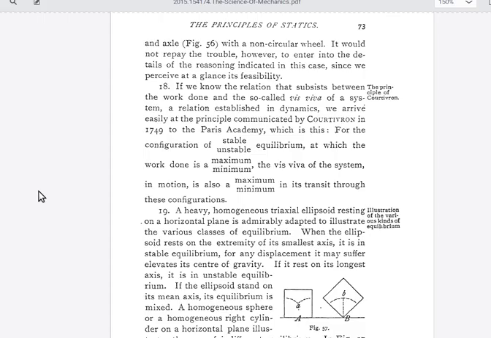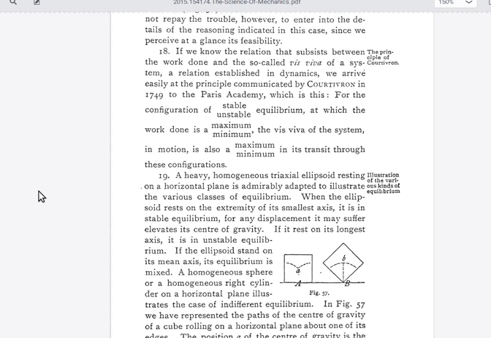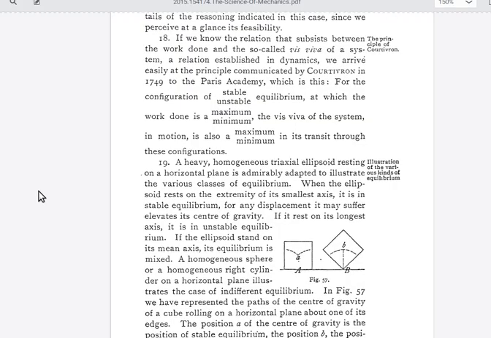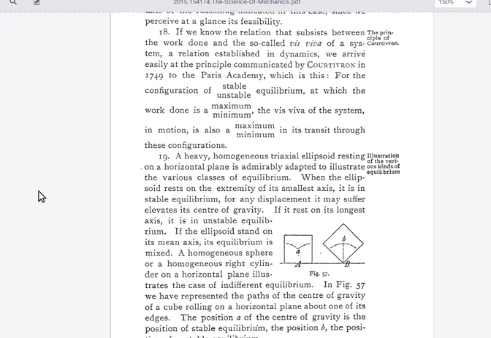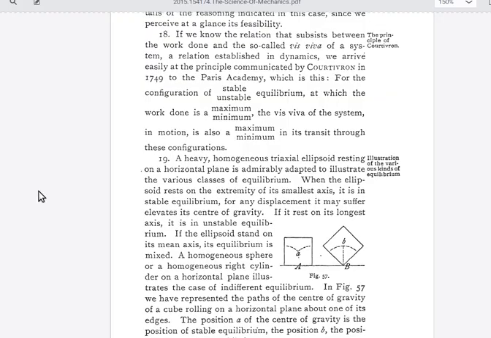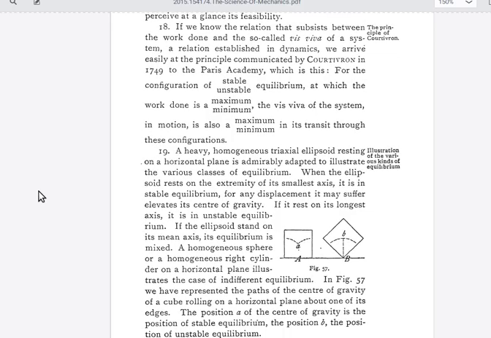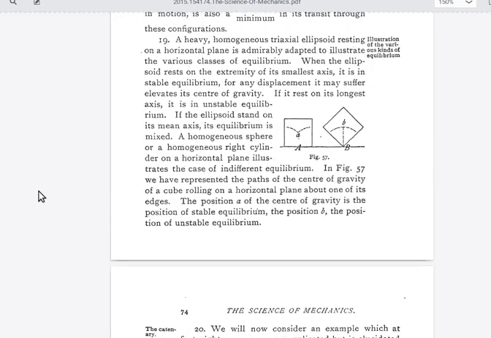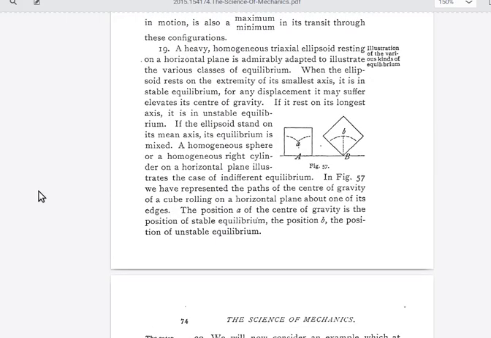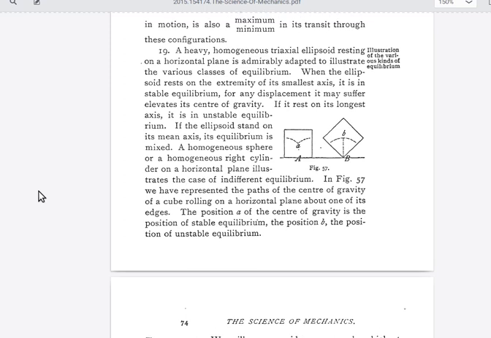A heavy, homogeneous triaxial ellipsoid resting on a horizontal plane is admirably adapted to illustrate the various classes of equilibrium. When the ellipsoid rests on the extremity of its smallest axis, it is in stable equilibrium, for any displacement it may suffer elevates its center of gravity. If it rests on its longest axis, it is in unstable equilibrium. If the ellipsoid stands on its mean axis, its equilibrium is mixed. A homogeneous sphere or a homogeneous right cylinder on a horizontal plane illustrates the case of indifferent equilibrium. In figure 57, we have represented the paths of the center of gravity of a cube rolling on a horizontal plane about one of its edges.